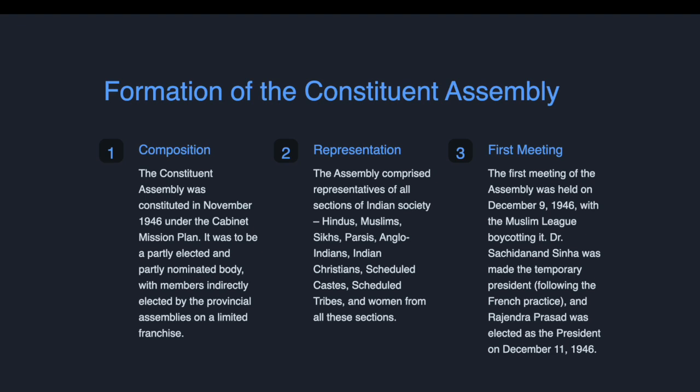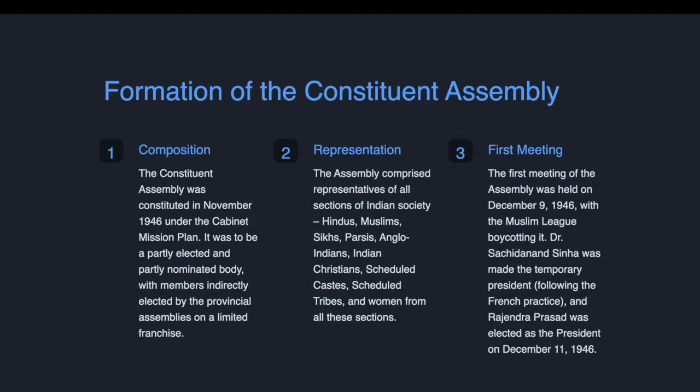Now, we will see the formation of Constituent Assembly. So, the Constituent Assembly was constituted in November 1946 under the Cabinet Mission Plan. It was to be a partly elected and partly nominated body with members indirectly elected by the provincial assemblies on a limited franchise. The success of our constitution is also because of the representation that was provided from all the sections of the society, whether it was Hindus, Muslims, Sikhs, Parsis, Anglo-Indians, Indian Christians, scheduled caste, scheduled tribe. Every section of the society was given representation in the Constituent Assembly.